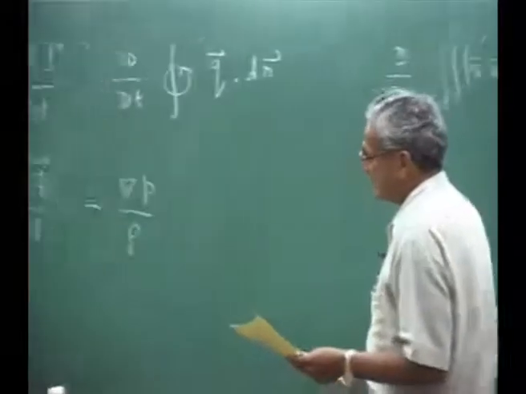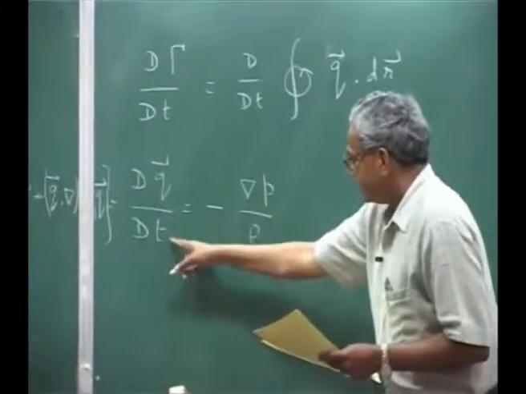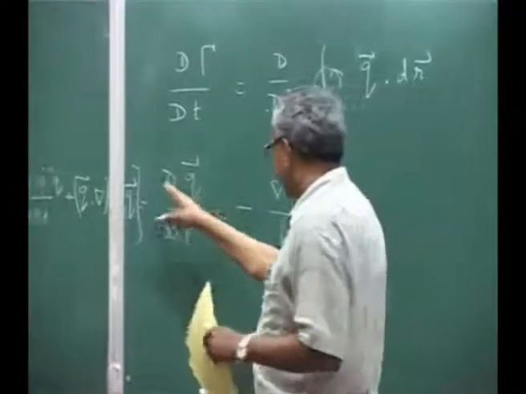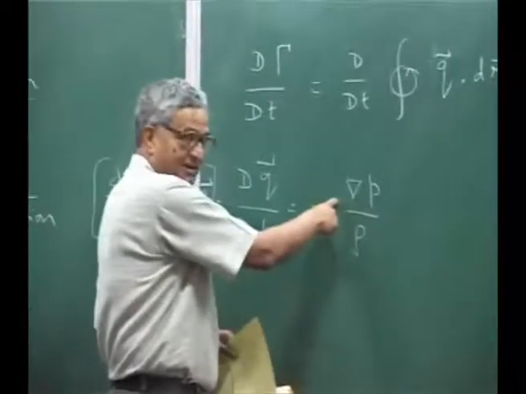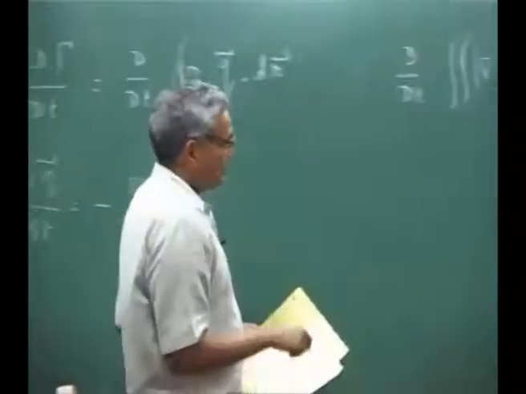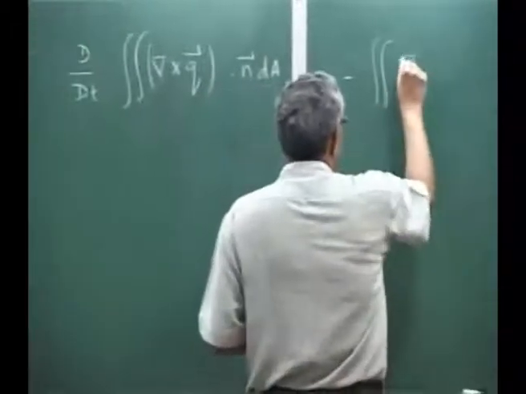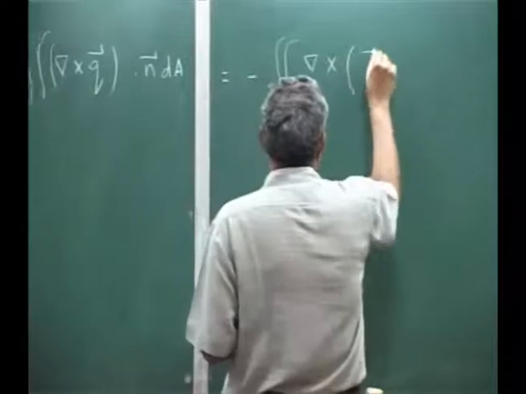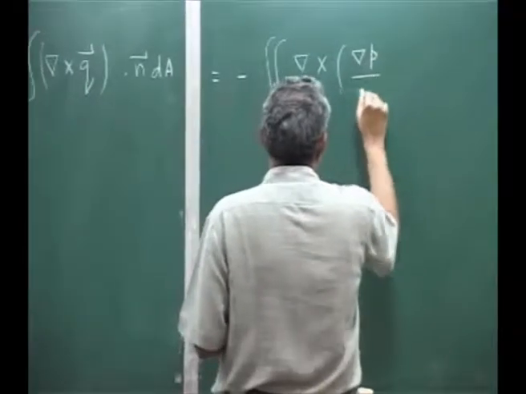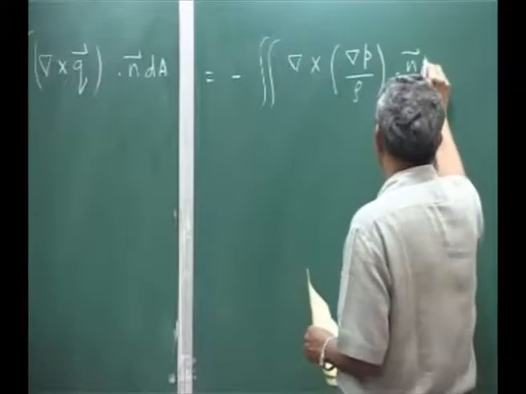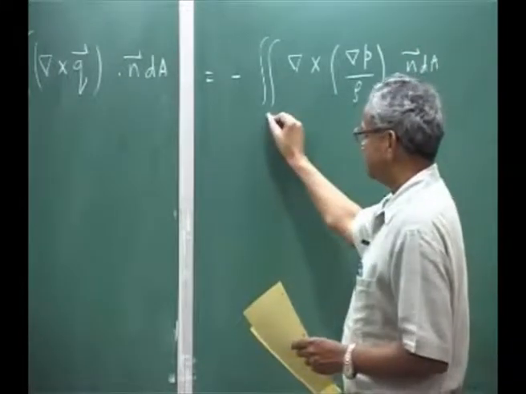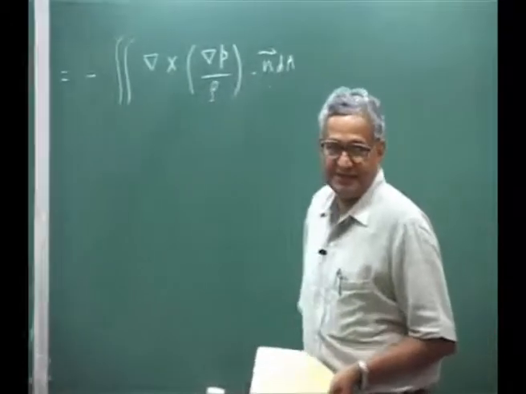And this is again minus, because dq by dt you are putting del cross, so that same del cross comes here and the integral will be there. So you will have minus del cross of grad p over rho, dot n dA. Okay, this is a surface.